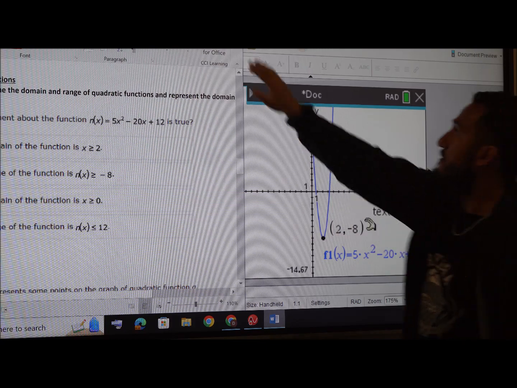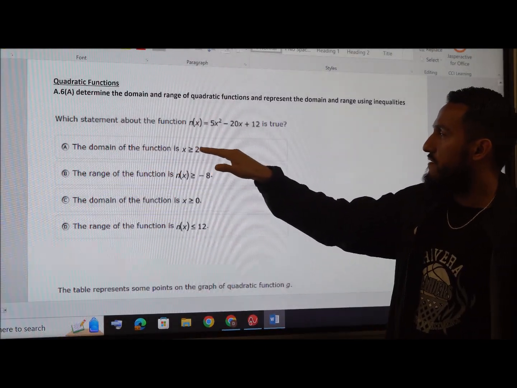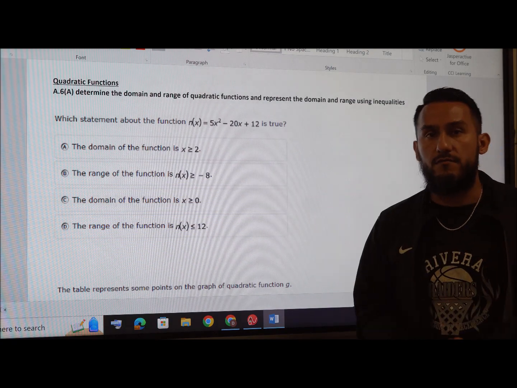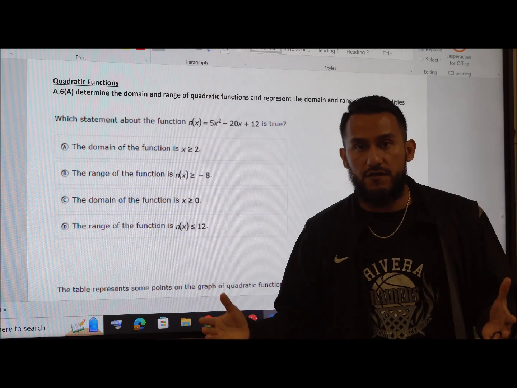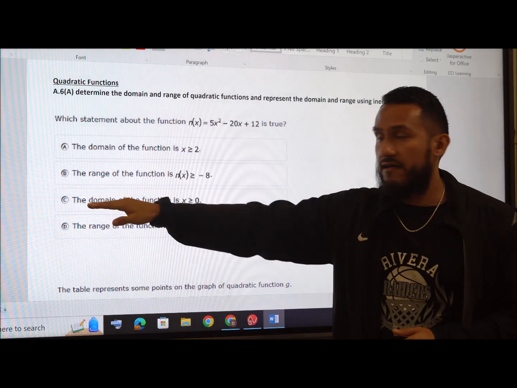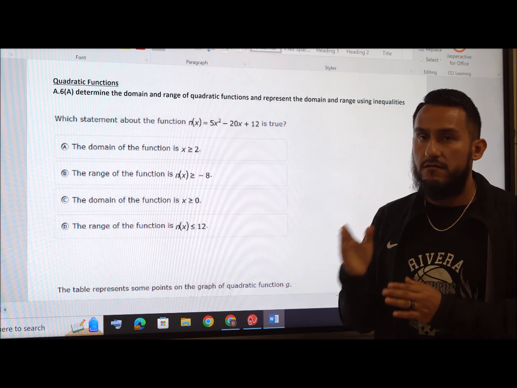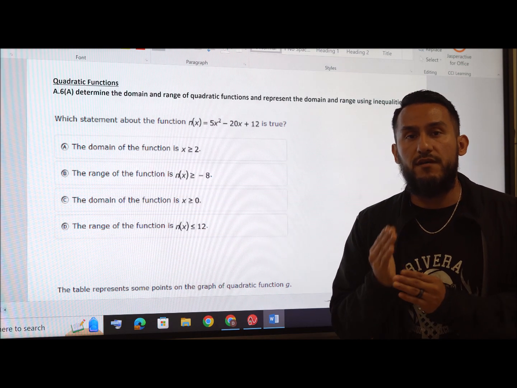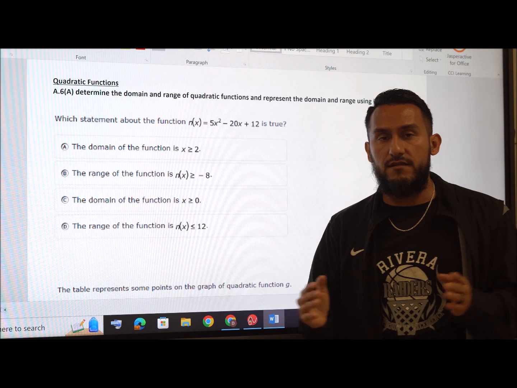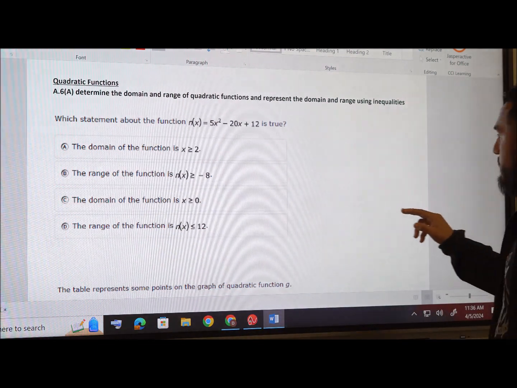Let's go ahead and take a look at the answer choices. The domain of the function is x is greater than or equal to 2. That's going to be false, guys. Remember, the domain for any continuous function is always all real numbers. So letter A, and if you look at letter C, they're going to be wrong because they're telling you that the domain starts at a certain number. That means it's being restricted, but the domain is not restricted. It continues forever. So we can cross out A and C.